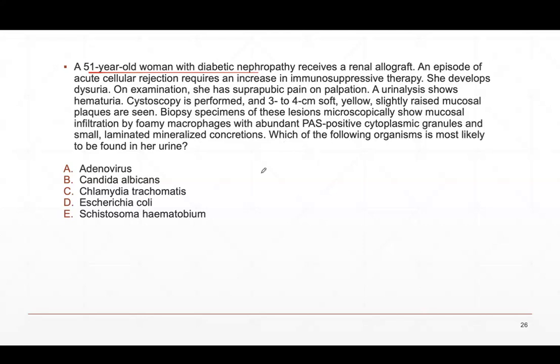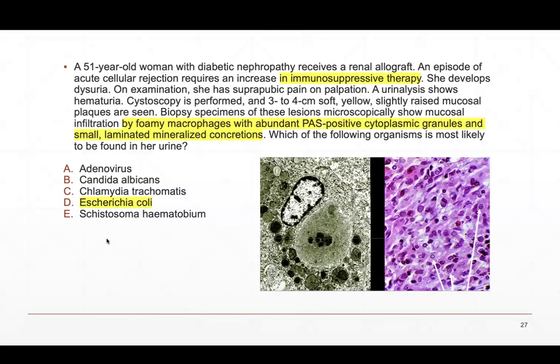This is a bit of a mouthful, but chlamydia, schistosoma. Here, just notice that this patient is on immunosuppressive therapy. So her immune system is down. Excellent, it's D. So what does this patient have? What's the condition called? When you have macrophages that look like this, what do you call them? It's a fancy word.